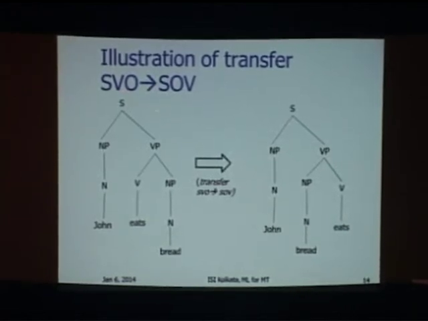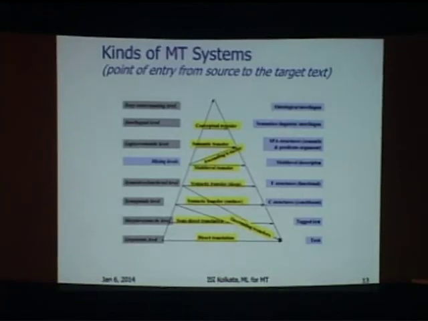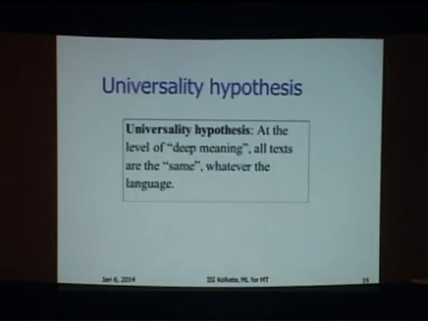But obtaining this tree amounts to going up the backward triangle up to some level, and then applying the transfer rule, then generating the sentence. Now there is this universality hypothesis that at the level of deep meaning, that means at the tip of the triangle, all texts are the same, whatever be the language.